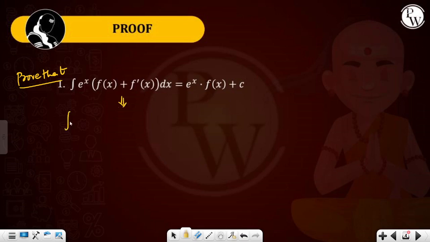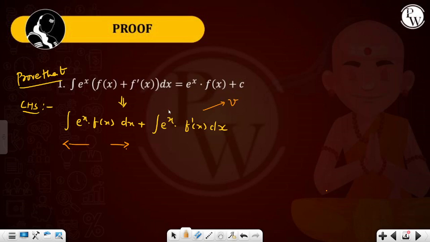What I will do, can we write it as integration e to the power x f of x dx plus integration e to the power x f dash x dx. Left hand side, we are operating left hand side. Can we operate it like this? Yes. Addition, we know it, we can do it. Okay, now leave it as it is. Now integrate this. We can identify this function as easily integrable. So this is v. This function is easily differentiable. We will take it as u. So u remains as it is.